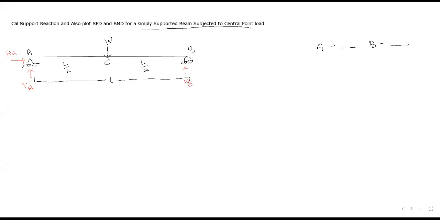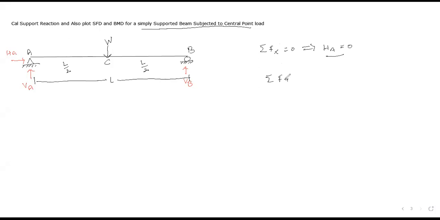Now our first step is to calculate support reaction. Sigma Fx equal to 0, that means HA equal to 0. I think we have calculated many examples of support reaction, so I am not wasting more time on it. But if you have any doubt, you can ask me in the chat box. All of you are free to ask me.